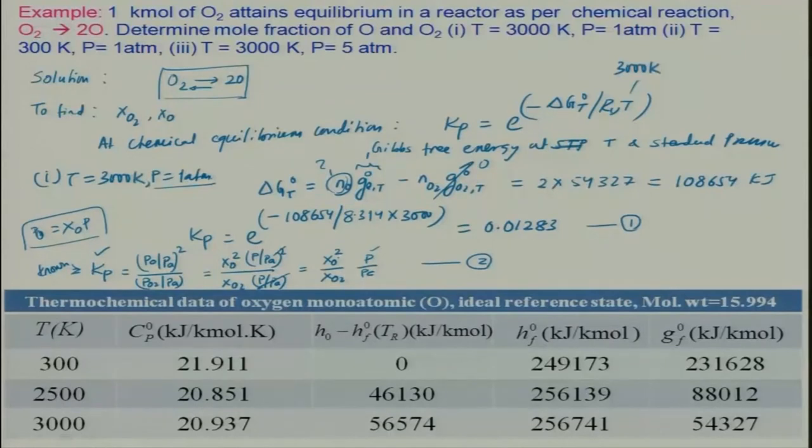For that, we will use the summation of x_i equal to 1, that is nothing but x_O plus x_O2 is equal to 1. That means x_O2 is equal to 1 minus x_O. This is equation 3. Now, we will combine equations 2 and 3 and try to solve.